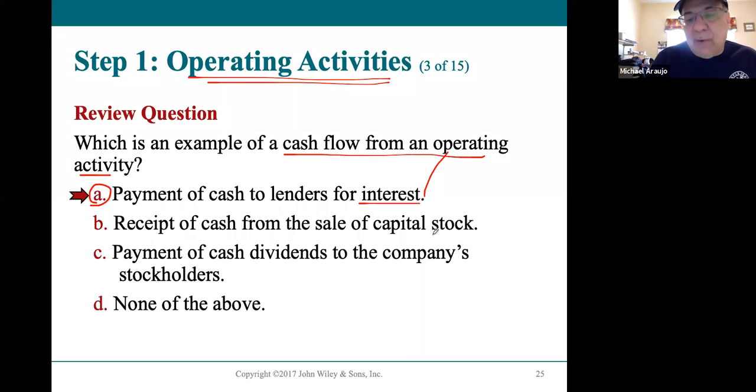Okay. That's different than getting money from issuing stock, because that's a financing activity. That's different than paying dividends, because that's also a financing activity. But when we pay lenders interest, the interest can be expensed, and so it's an operating activity. The loan itself is a financing activity, but the interest on the loan is operating.